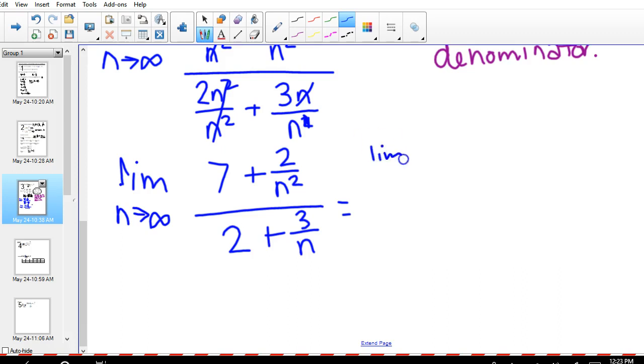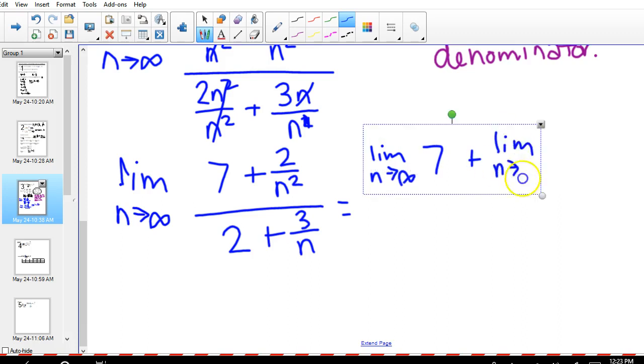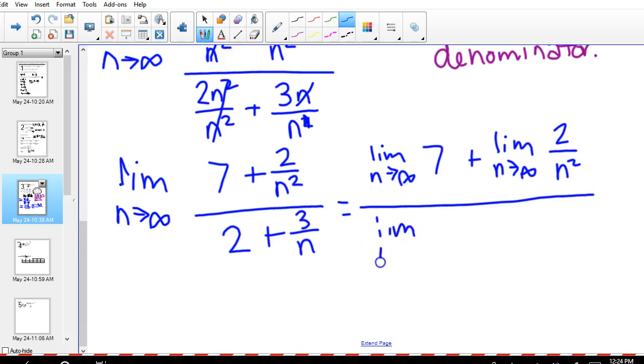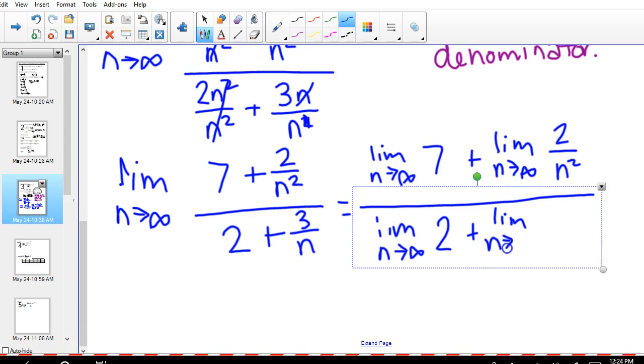We could say the limit as n approaches infinity of 7 plus the limit as n approaches infinity of 2 over n squared, and that'd be over the limit as n approaches infinity of 2 plus the limit as n approaches infinity of 3 over n. Whenever I do this, I never write that step. I always do that part in my head. But just to clarify what we're doing here, I'm writing it this one time. And you probably won't want to write that out either.